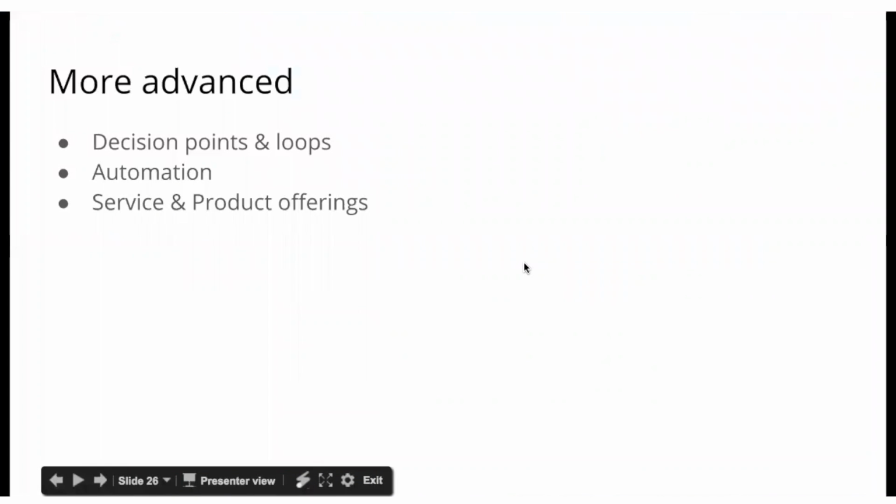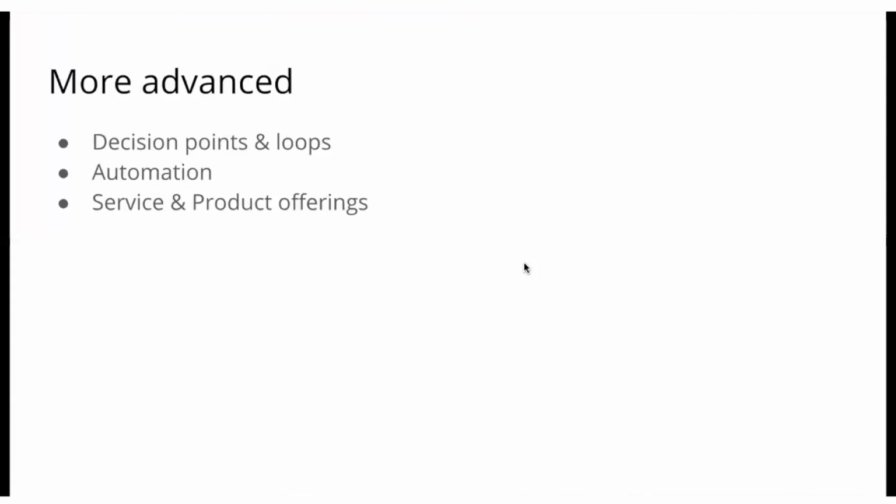So that's everything for the simple connecting statuses, progressions, and actions on the ticket and the project side. Now what I want to do is jump into 3 more advanced things. The first one being decision points and loops.